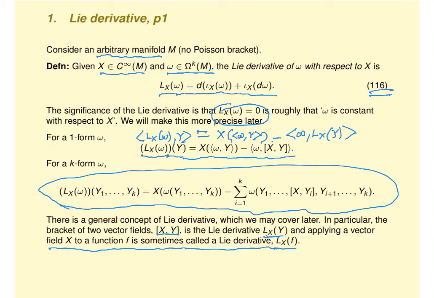And now you see what I've been able to do in this formula is shift the Lie derivative here of Y with respect to X, vector field with respect to X, across to a Lie derivative of omega with respect to X. And that's a general process that we'll get to shortly.